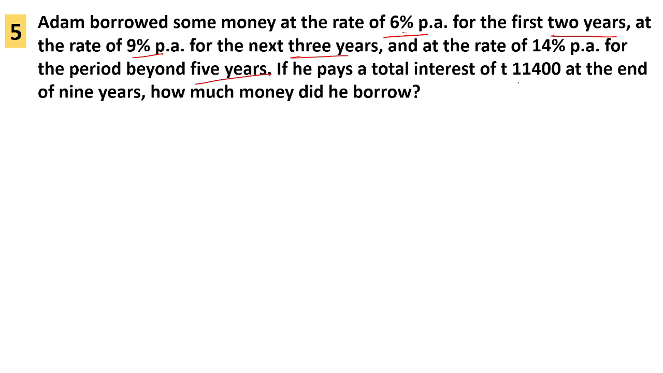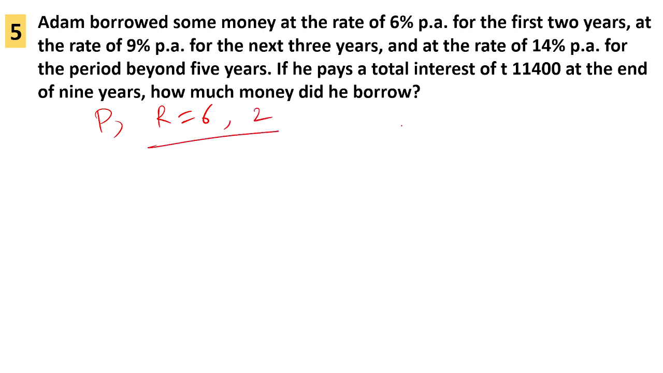The total interest is 11,400 at the end of 9 years. So there are 9 years in total. The first 2 years are mentioned here, the next 3 years are here, so 2 plus 3 is 5. The remaining 4 years will be at this 14%. How much money did he borrow? First we will find that. Let's take the principal as P. First, the rate is given as 6% for 2 years.